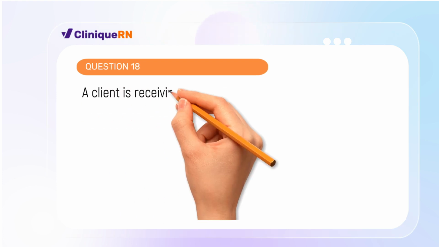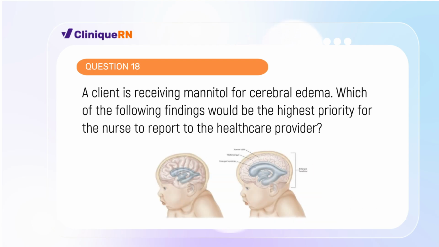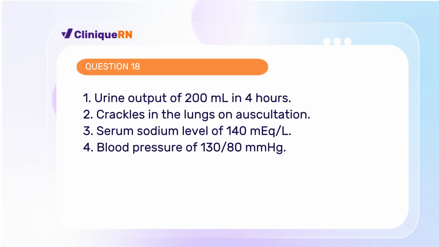Question 18. A client is receiving mannitol for cerebral edema. Which of the following findings would be the highest priority for the nurse to report to the healthcare provider? 1. Urine output of 200 milliliters in 4 hours. 2. Crackles in the lungs on auscultation. 3. Serum sodium level of 140 milliequivalents per liter. 4. Blood pressure of 130/80 mmHg.